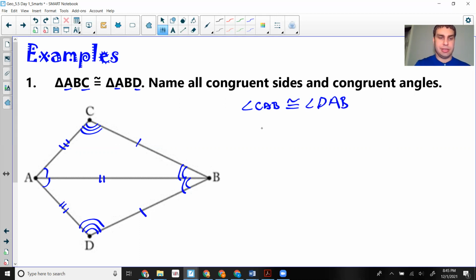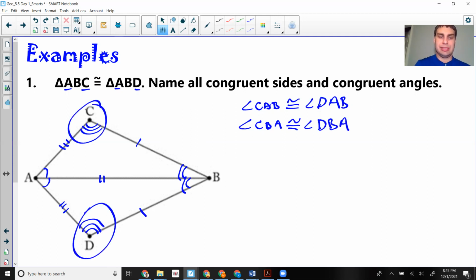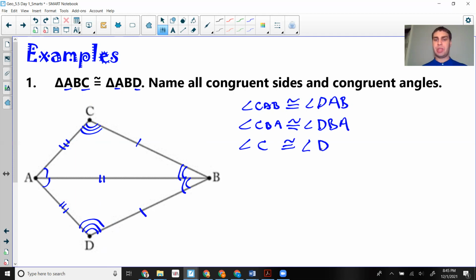Okay, what's another angle that's congruent? That was A, what about B? Well, B is kind of the same idea. I'm going to do angle CBA. Again, your vertex is the middle letter that you write there. Angle CBA is congruent to angle DBA. And then the last one is nice and easy. I know there's only one D and only one C angle, so I can just say angle C is congruent to angle D. This does not need 3 letters because I know exactly which triangle those are in. Okay, so those are all the angles.